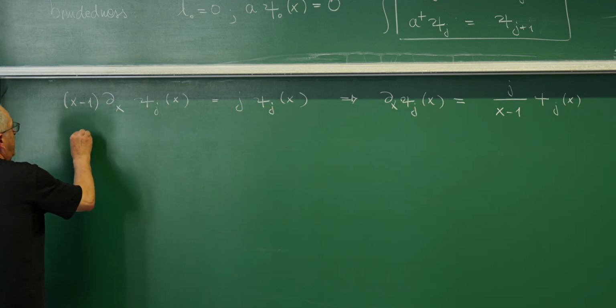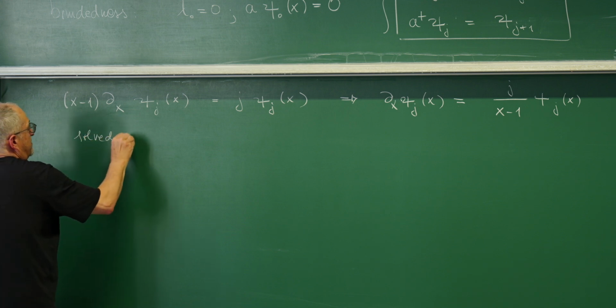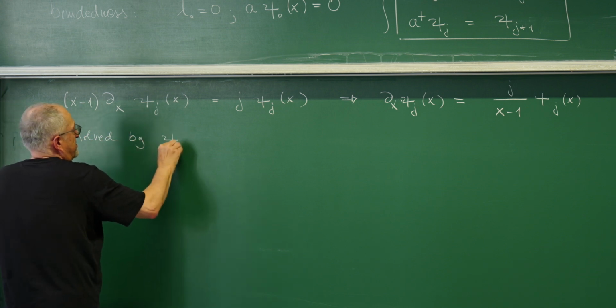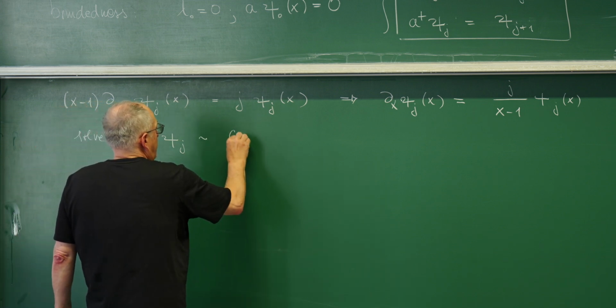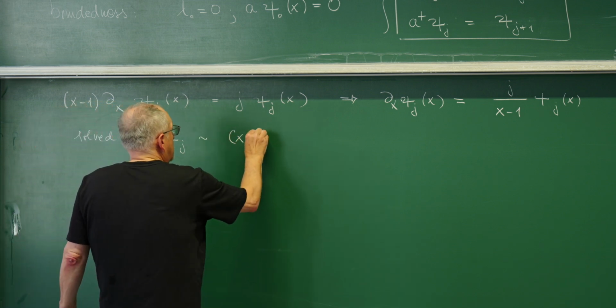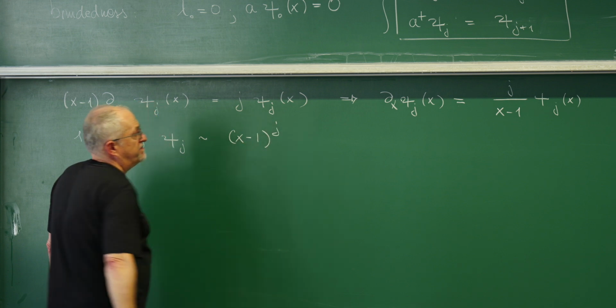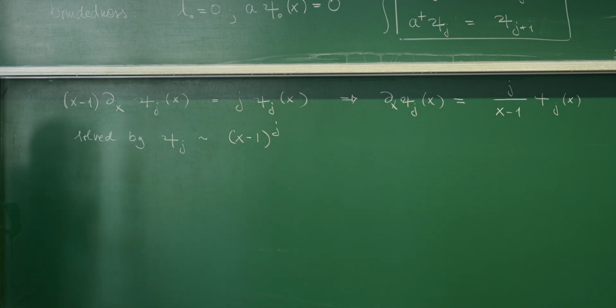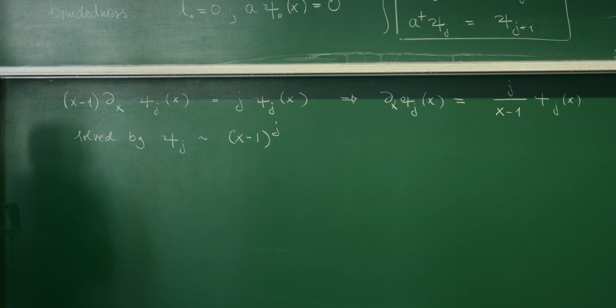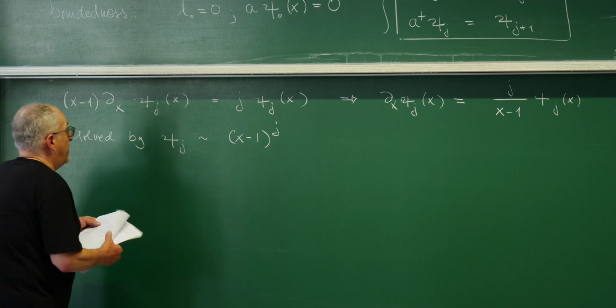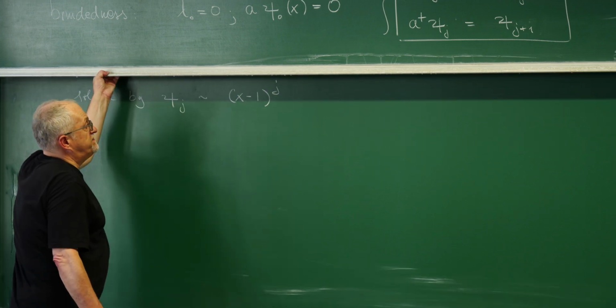And that's solved by the function psi_j, which is proportional to (x minus 1) to the power j. As you might check for yourself by taking the derivative, you get the j in front and you get an extra factor 1 over (x minus 1). All right, so we know the eigenfunctions.